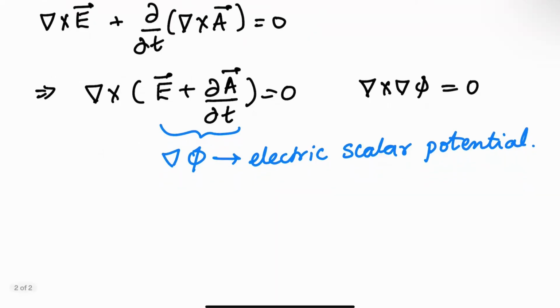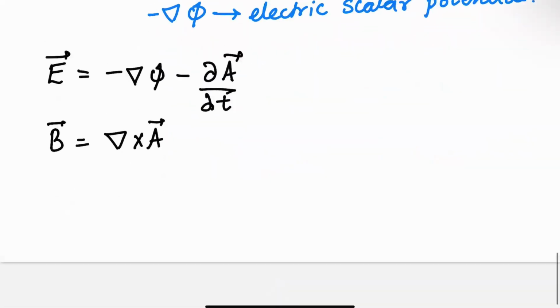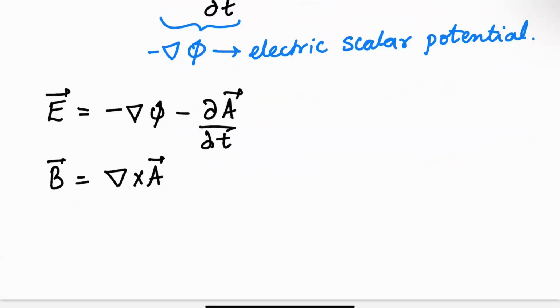Okay, so based on this, we can write E as, so for the sake of convention, we actually put a negative sign here. And the reason that negative sign is there is that typically we want the electric field to go from higher potential to lower potential, right? Whereas the gradient points from lower potential to higher potential, and that's why there is a negative sign there. Okay, so with that negative sign, then you get E is minus gradient of phi minus dA over dt. Okay, so essentially we have defined E and B in terms of two potentials, the electric scalar potential and the magnetic vector potential.